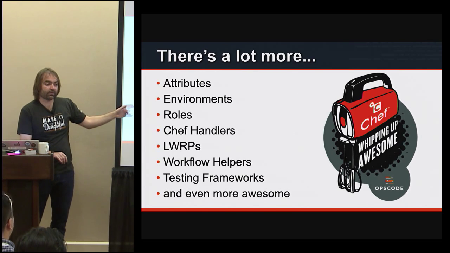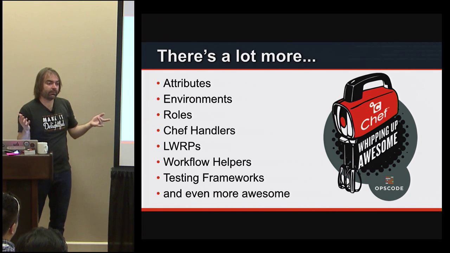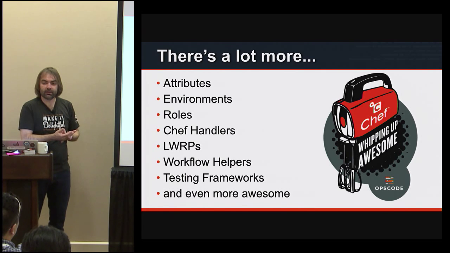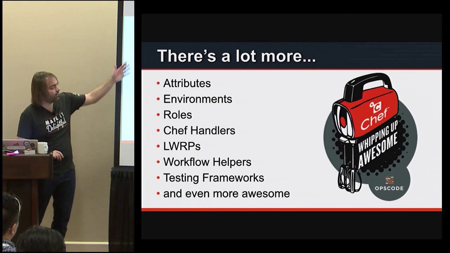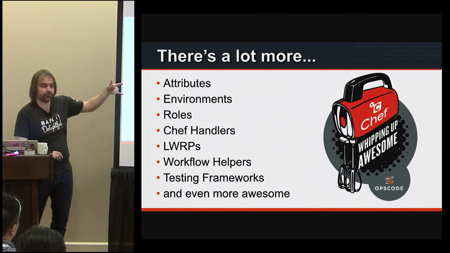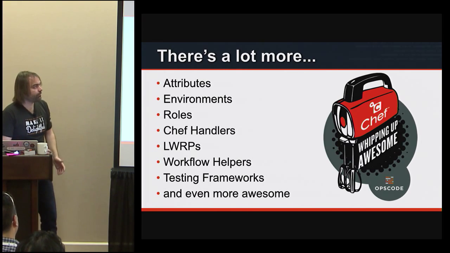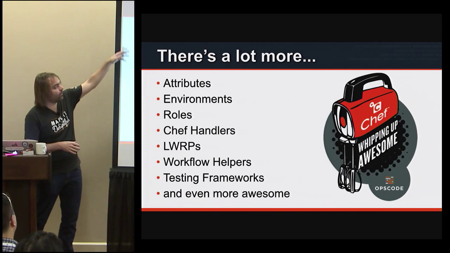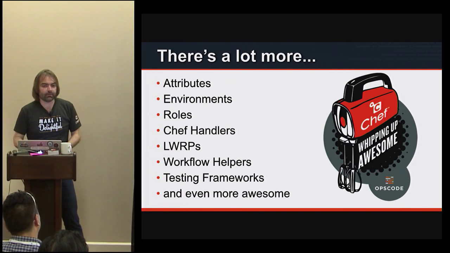There's things called Test Kitchen, ChefSpec, ServerSpec, Foodcritic, and other things that help you write good Chef recipes. And then there are some other things like LWRPs, which allow you to extend Chef to do functionality or abstract away complexity as well. We're going to mainly talk about roles and attributes and get some of this environment up and running for you guys.